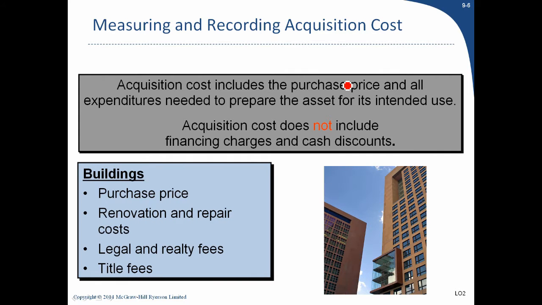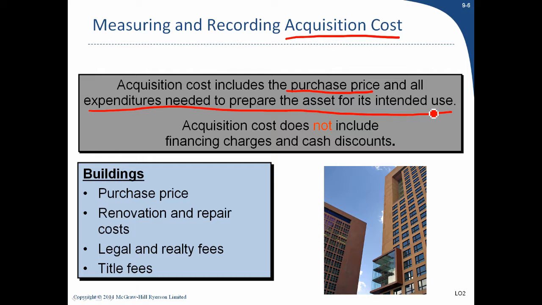All right, so how do we record the acquisition costs? To acquire something just means to buy it, right? When you acquire your laptop, you go to the Apple store and you buy it. So it doesn't only include the purchase price, right? How much you actually pay on the invoice, but it includes all expenditures needed to prepare the asset for its intended use.